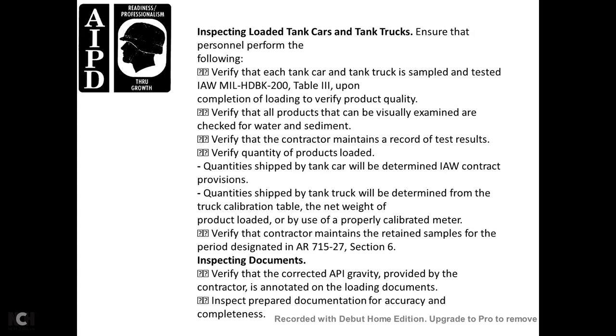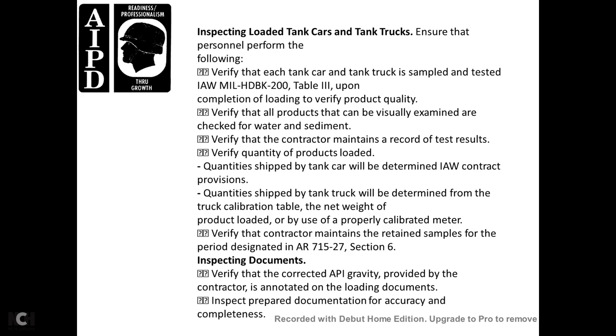Inspection of tanker loads in tanker cars and tanker trucks. Ensure that the personnel verify each tanker car and tanker truck is sampled and tested IAW Military Handbook, Table 3. At completion of loading, verify the product. All products are visually examined. Check for water and sediment. Verify the contract requirements are met and record the test results. Verify the quality of the product.